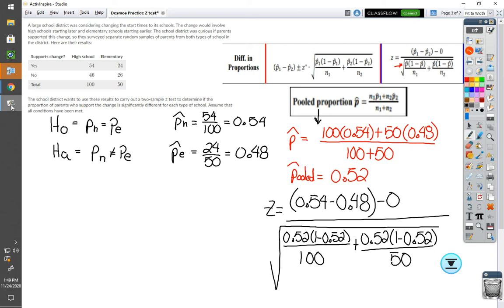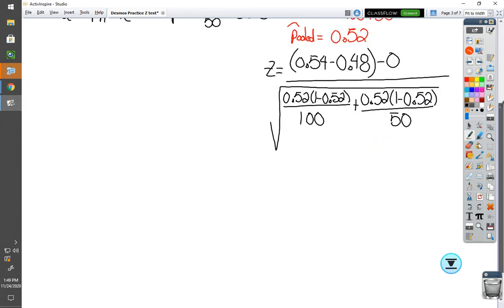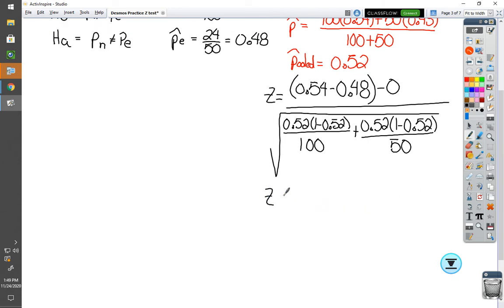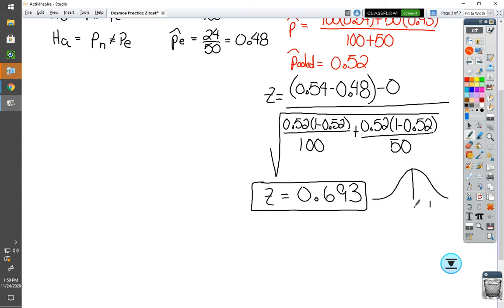So I have calculated a z-score of 0.693. Now remember, that's a z-score, but I still need a p-value from here. If we think about that on a curve, here's a 0, here's a 1. I'm about right here. And remember, I'm calculating the area which is as extreme as 0.693. So I want to calculate a p-value based on an area that goes from 0.693 and goes to infinity.